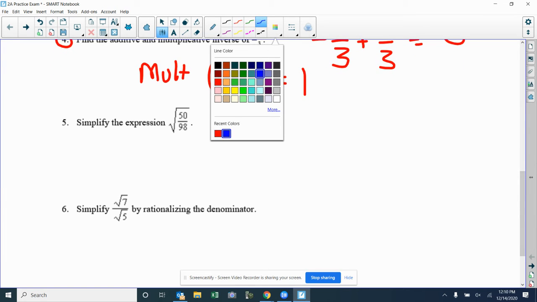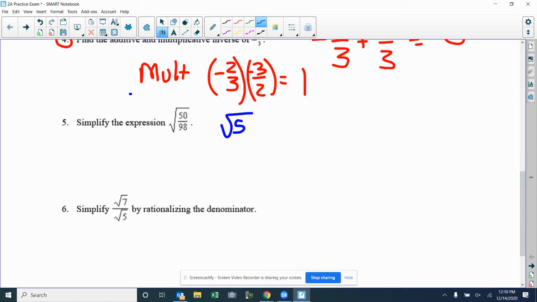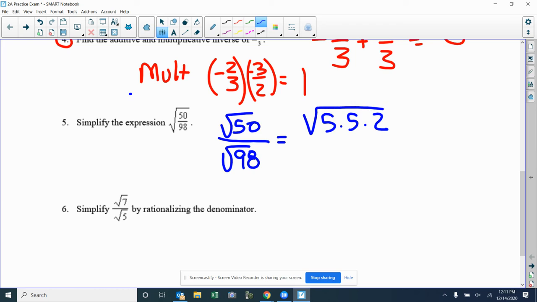Okay, simplify, so we have the square root of 50 over the square root of 98. Let's see, 50, you might say 5 times 10, but then you're gonna get a couple of 5s, so 50 really factors to 5 times 5 times 2, right? 98, 2 goes into there, then it'd be 49, so that's gonna be 7 times 7 times 2. So I'm doing the old factor tree method.